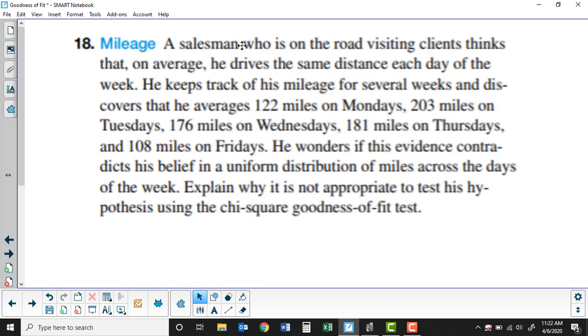Number 18, a salesman who is on the road visiting clients thinks that on average he drives the same distance each day of the week. He keeps track of his mileage for several weeks and discovers that he averages 122 miles on Mondays, 203 miles on Tuesdays, 176 miles on Wednesdays, 181 miles on Thursdays, and 108 miles on Fridays. He wonders if this evidence contradicts his belief in a uniform distribution of miles across days of the week. Explain why it is not appropriate to test his hypothesis using the chi-squared goodness of fit test.